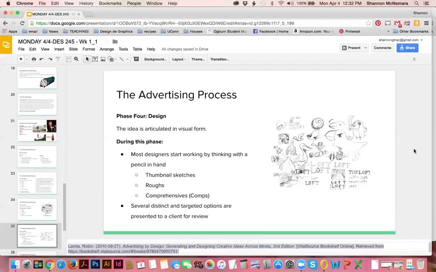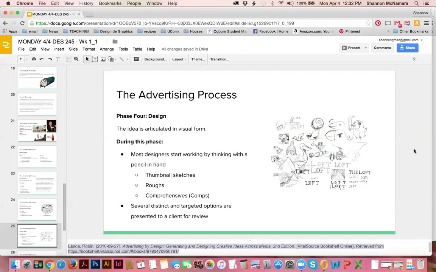So during this time, you definitely come up with several distinct and targeted options that you're going to present to your client for review. This is not the time where you come up with one finished, ready to go ad campaign, because if you think that they are going to buy the first thing you present to them, 99% of the time, that is not going to happen.